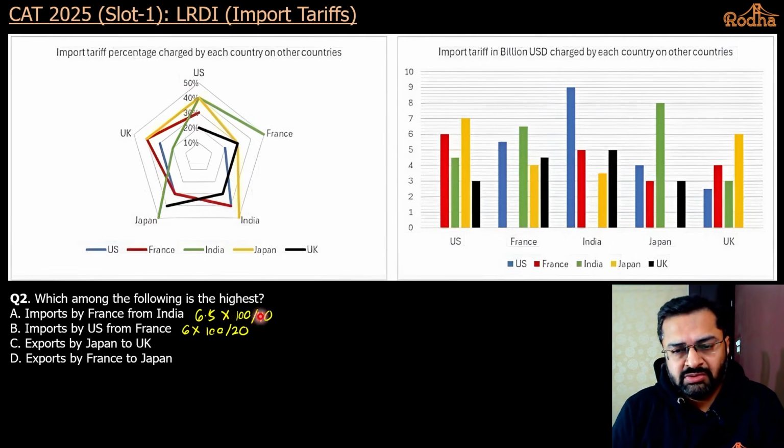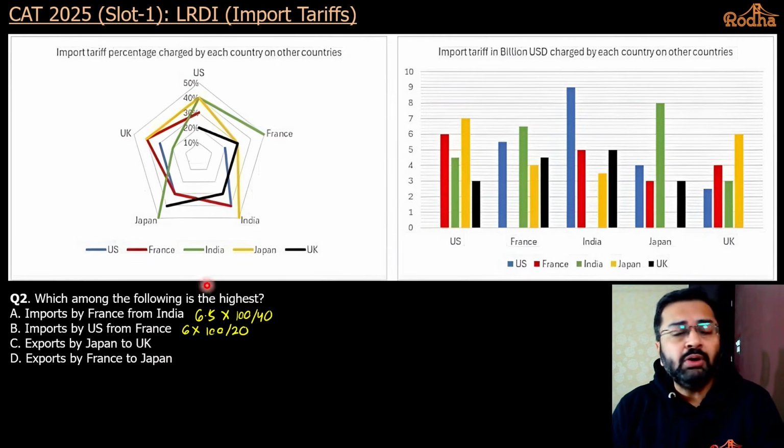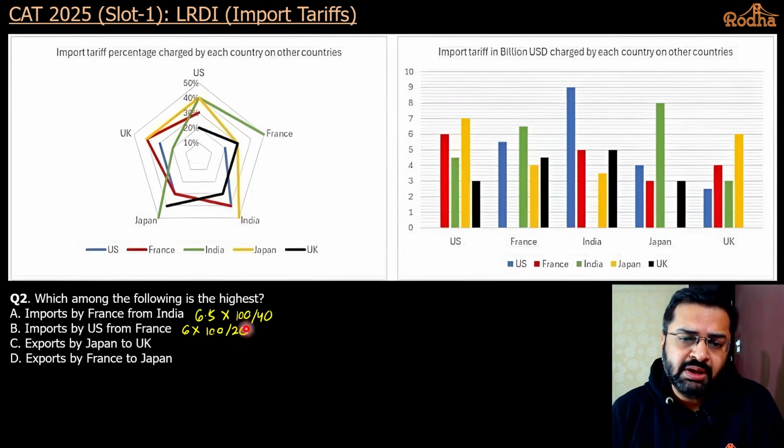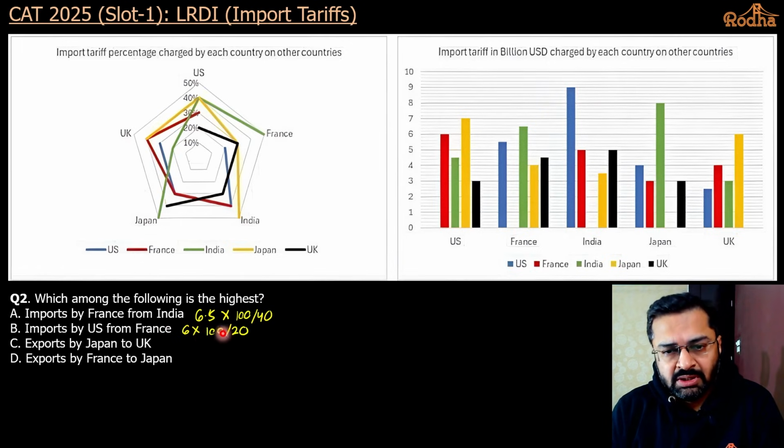Now you can clearly see, for example, in these, which is the bigger one. Now, obviously this is bigger. We have not checked these two, but this is bigger than this first one. So if you're not writing all of this, you can simply, by comparing the two, say that if one of these two is the answer, then the answer has to be the second one, imports by US from France, and not this one. This is obviously smaller. How much is this? 6.5 into 2.5, and this is how much? This is 6 into 5, 30. This is 30, and this is how much? 6. This is less than 20, right? So that is the reason that you do not need to calculate everything.